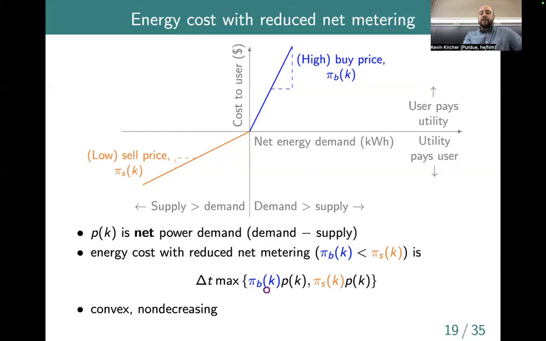And here's how we would write it. We can write it as the maximum of these two lines. So this is a line with slope pi b, and this is a line with slope pi s, and they both go through the origin. So if we just take the bigger of those two lines, we get this function here, and that is our energy cost. Yes?